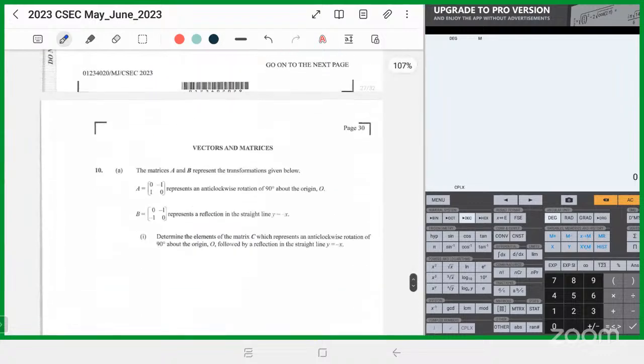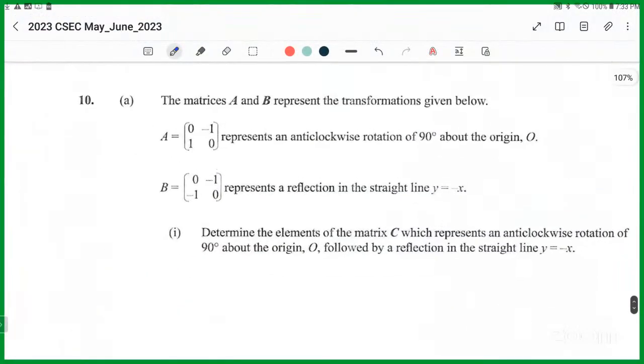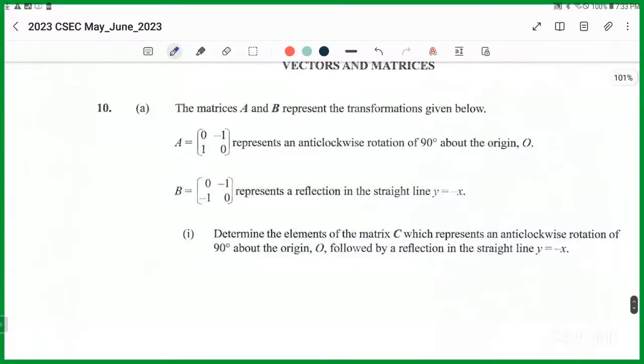Let's go. Number 10. Matrices and transformation as well. Matrices A and B represent transformations given as this one. That is the anti-clockwise 90 degree rotation matrix. You have to know them on sight. Anti-clockwise 90 degree rotation about the origin. This one is the y equals minus x reflection. Learn them on sight, and every question will show them to you like that.